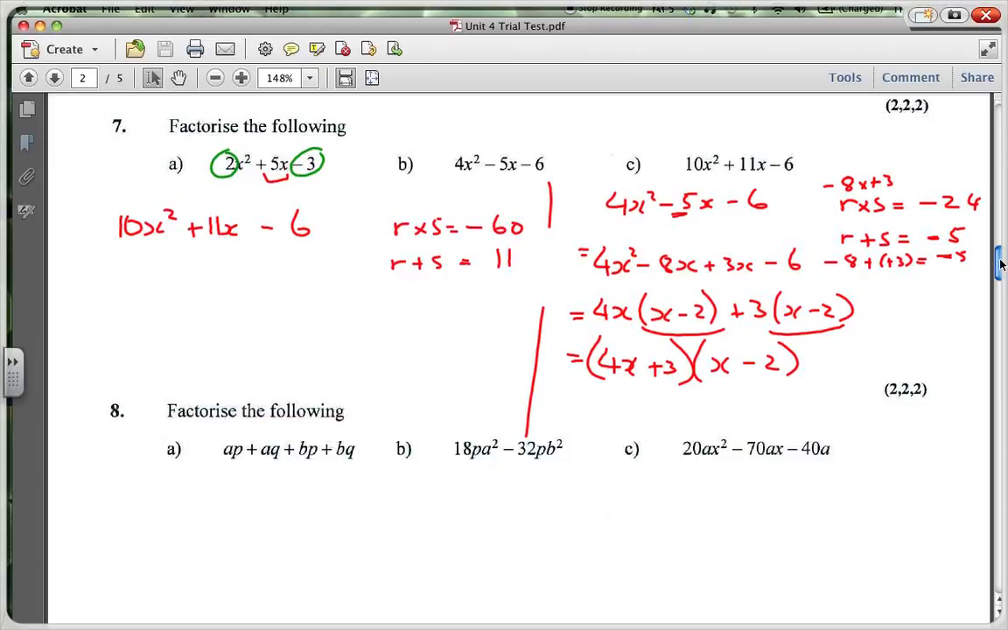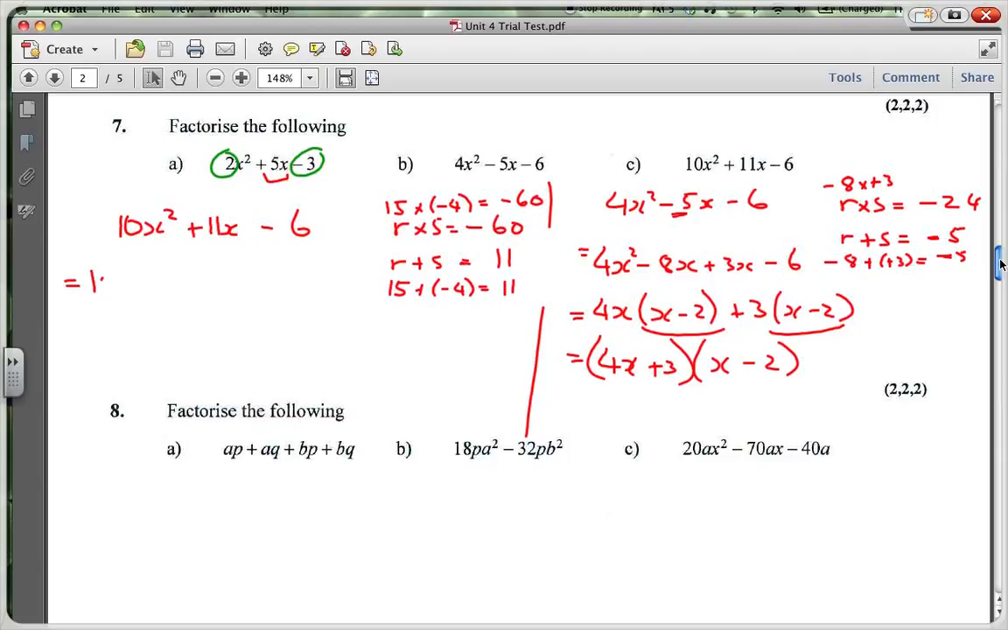So we need two numbers that multiply to equal negative 60 and add together to equal 11. So what numbers would that be? We can have 6 times 10 wouldn't work, 30 times 2, 15 times 4. 15 times 4 is equal to 60. Now we need a positive here, so you're going to get 15 times negative 4 is equal to negative 60, and 15 plus negative 4 is equal to 11.